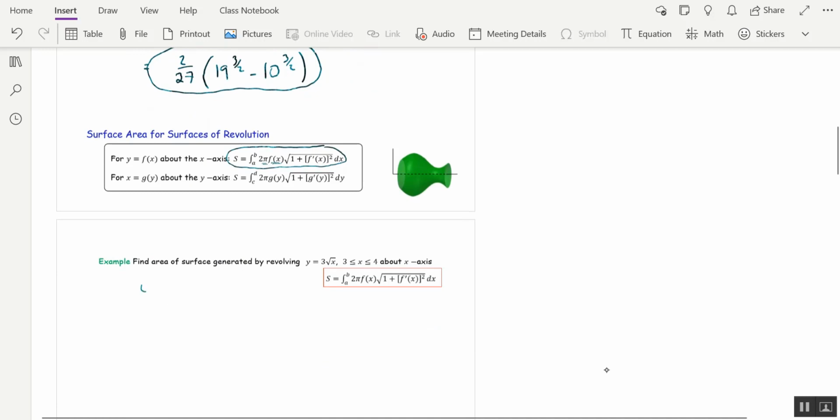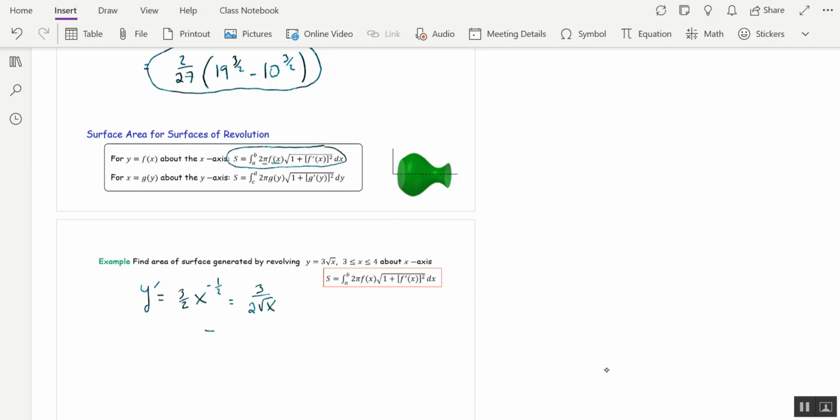Again, we start by finding y prime. That's 3 halves x to the negative 1 half. Let me write that as a fraction, 3 over 2 root x. So this implies that y prime quantity squared is 9 over 4x. Now in the formula you see an f of x and I'm writing y, but of course y is f of x. They're interchangeable. All right, so the surface area is 2 pi.